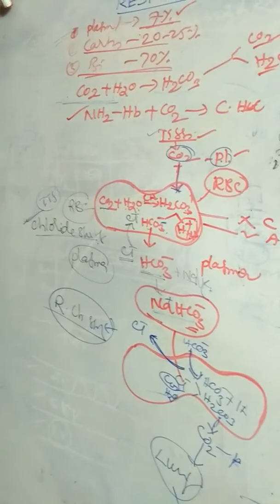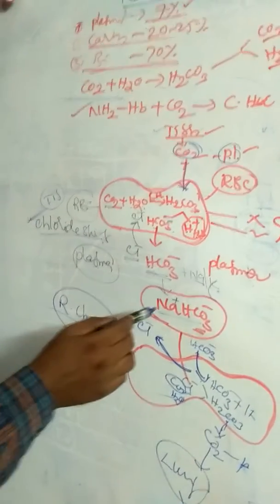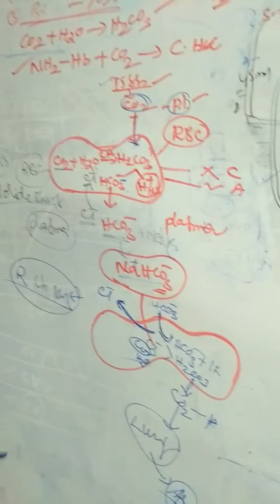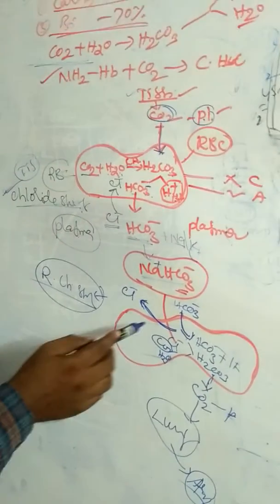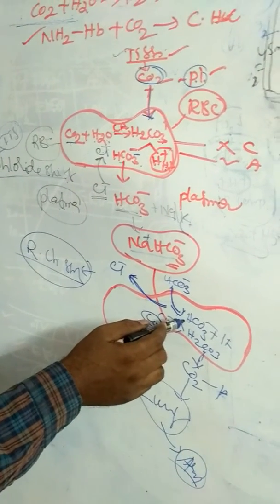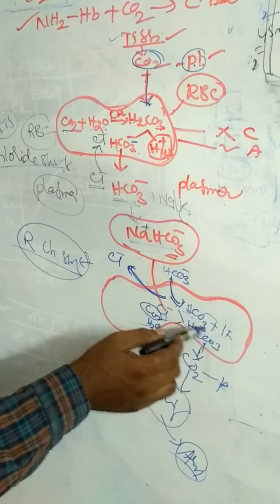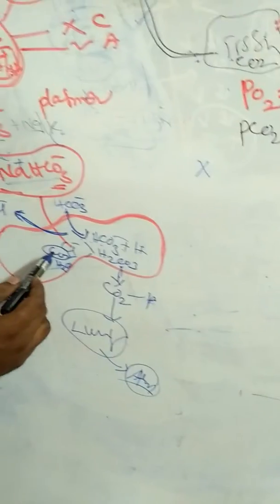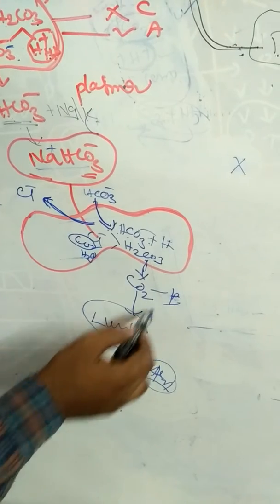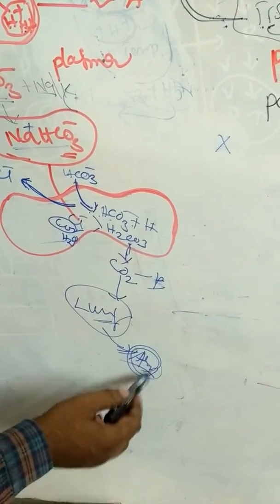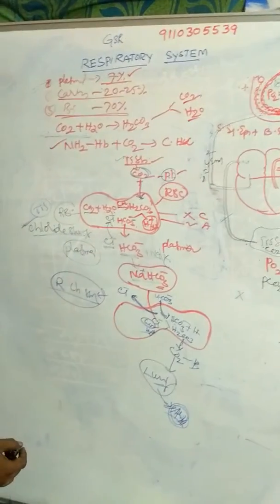HCO3 combines with sodium or potassium to form sodium bicarbonate or potassium bicarbonate. CO2 is in the form of bicarbonate ions in the blood. Near the lungs, it immediately enters into the RBC. In the RBC, HCO3 combines with H plus to form H2CO3, which dissociates into water and CO2. CO2 enters into the plasma, from the plasma to the lungs, and from the lungs passes outside to the atmosphere. This is about transport of CO2.